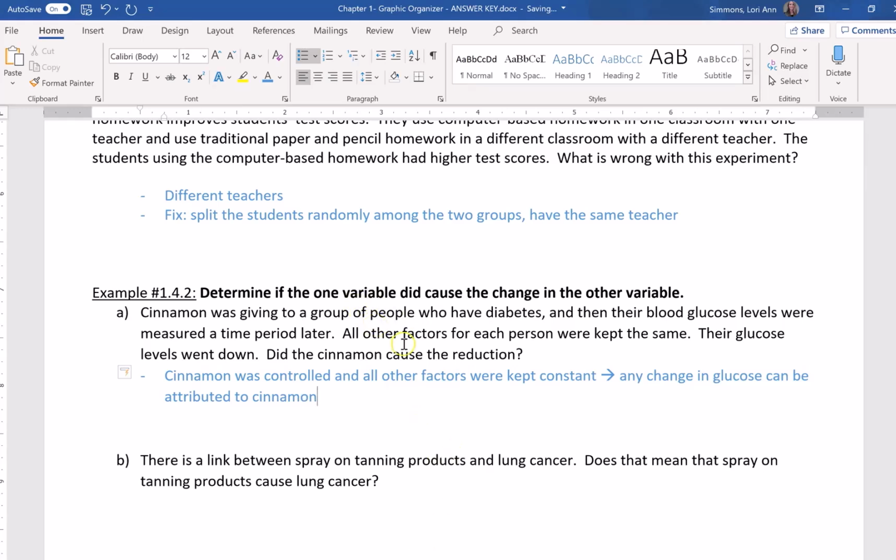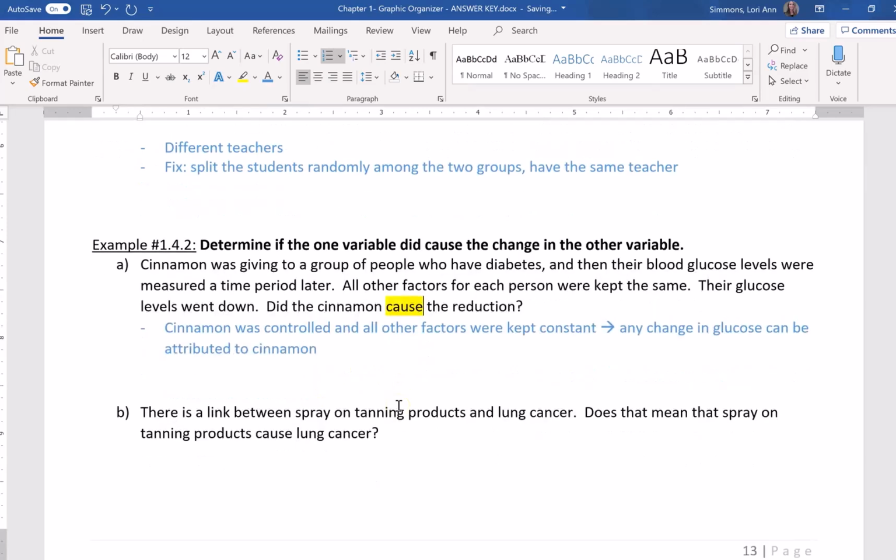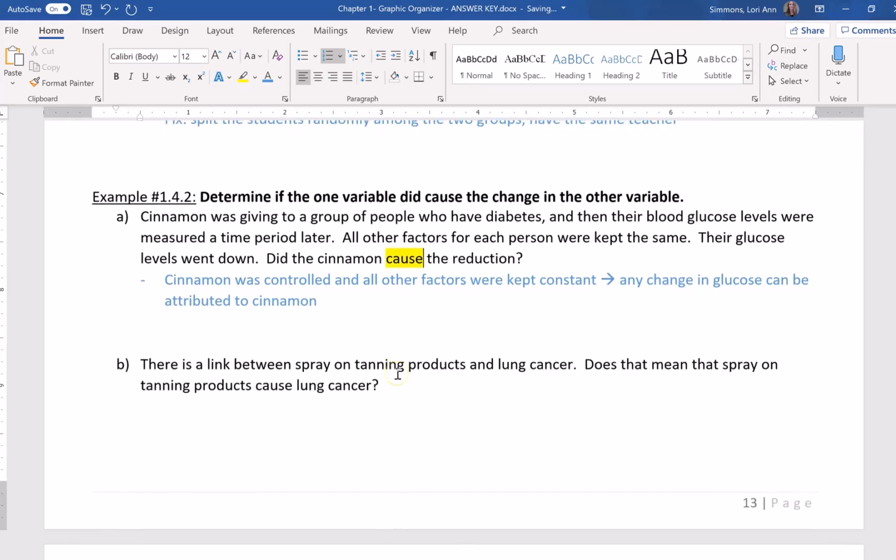This is an experiment, correct? Because you're controlling one, you're giving it to a group of people. So because it's an experiment, you can say it causes the reduction. So yes, everything else stays the same. So you could say that cinnamon caused the reduction.